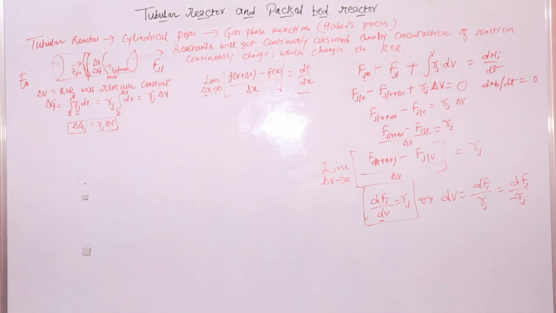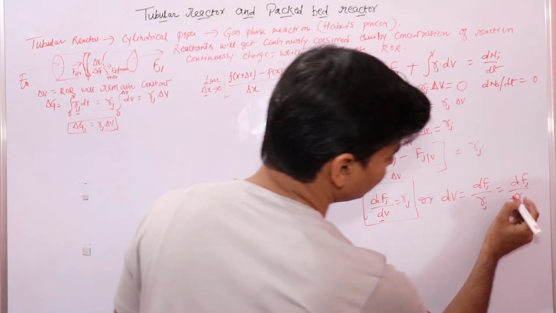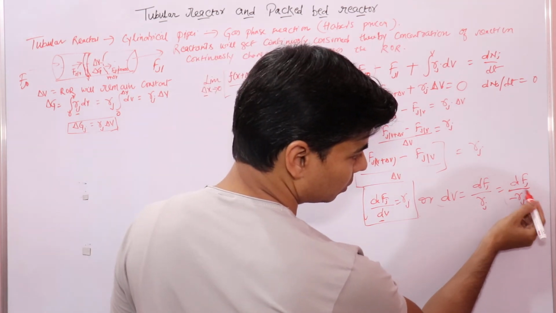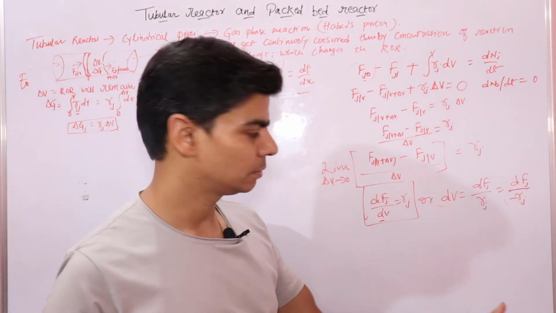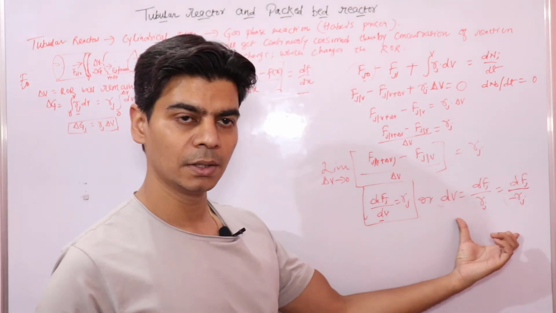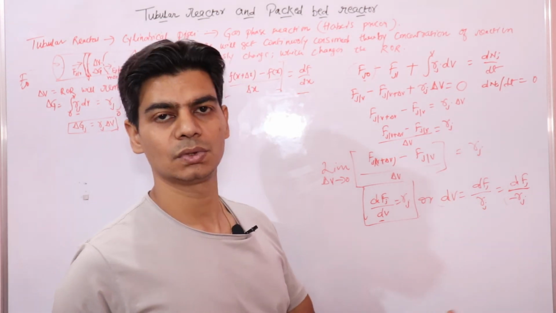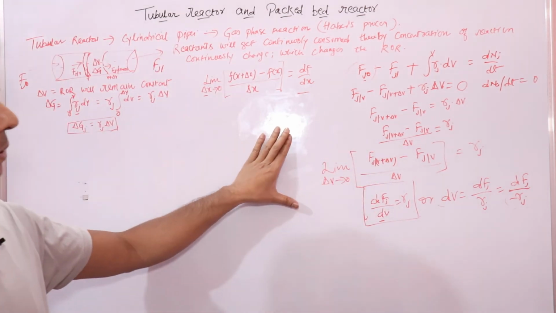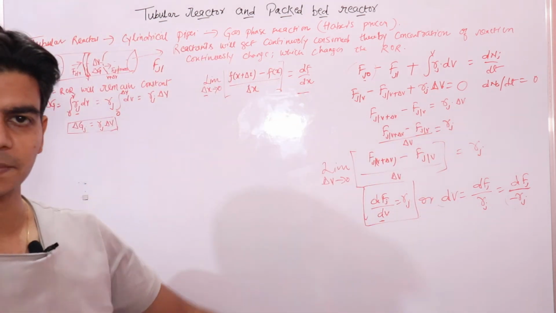So using this equation we can find the reactor volume, or the time required for a definite amount of reactants to get converted into products, using the mole balance equation. In this entire chapter, we are applying mole balance equations to our different reactors.